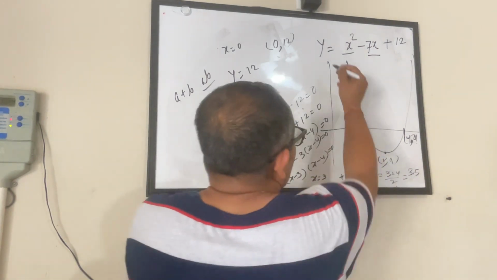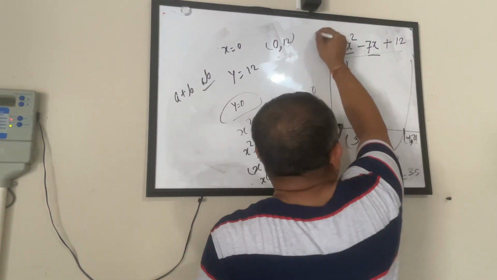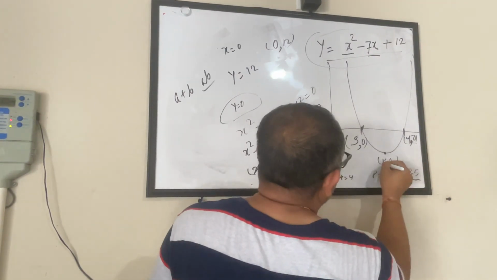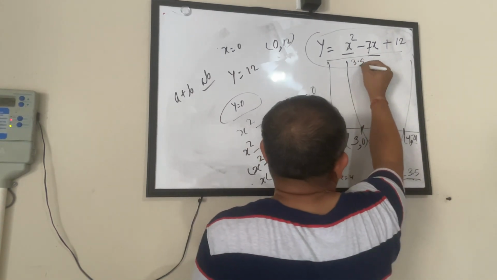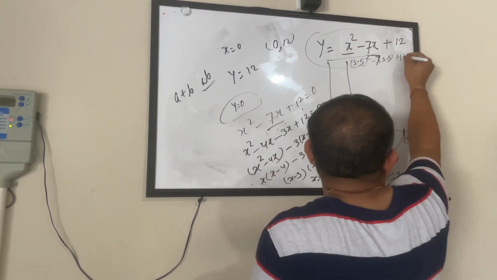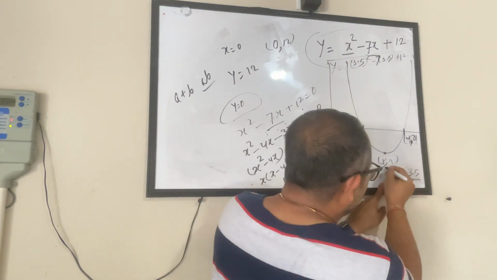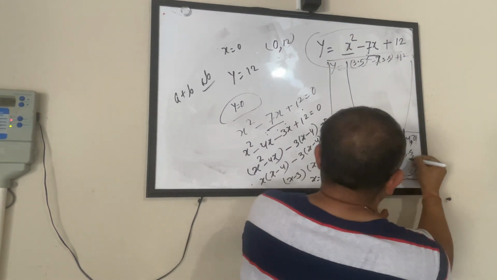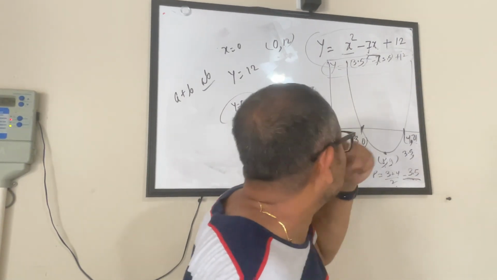What we will do is, this is my equation, and any place on this parabola will follow this relationship. So my x coordinate is 3.5 for this point, which is on the parabola. So I put 3.5 squared minus 7 into 3.5 plus 12. This is what will be my value of y. So the coordinate for this vertex will be 3.5, and whatever you get after solving this.